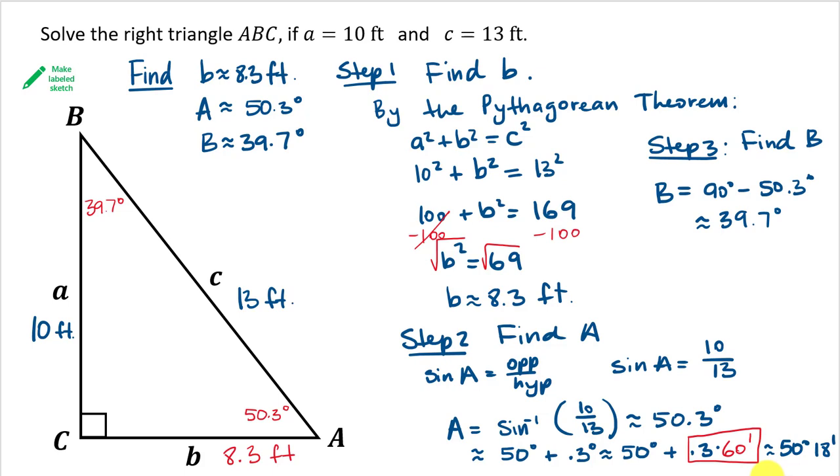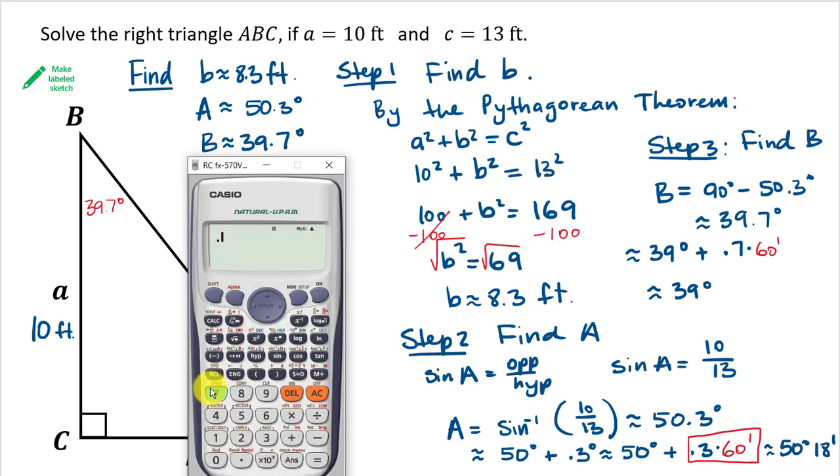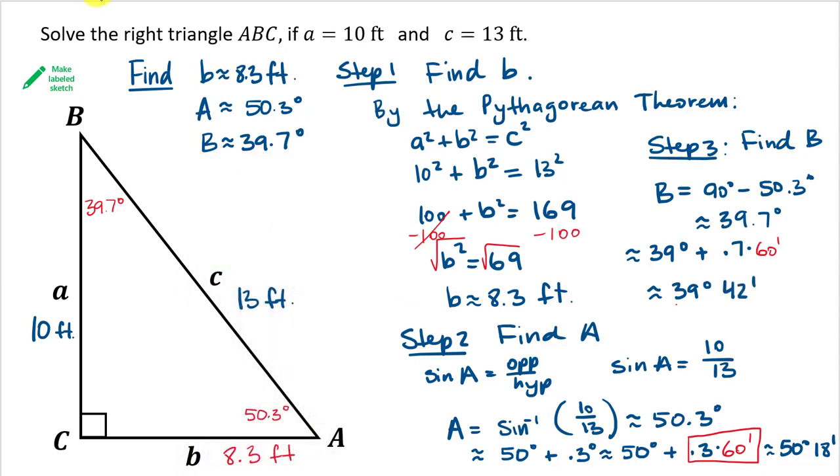Let's try it for angle B. Angle B is approximately 39.7 degrees, so it's 39 degrees plus 0.7 times 60 minutes. 1 degree is 60 minutes. That is 39 degrees, and then 0.7 times 60 gives me 42 minutes. So these are the measures of angles B and A in degrees and minutes.